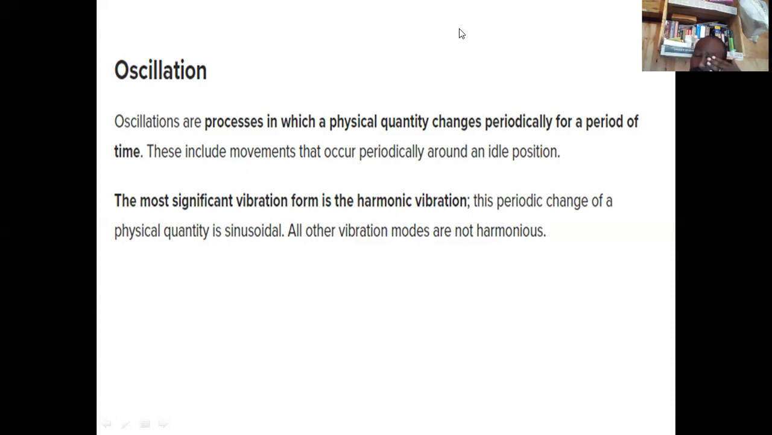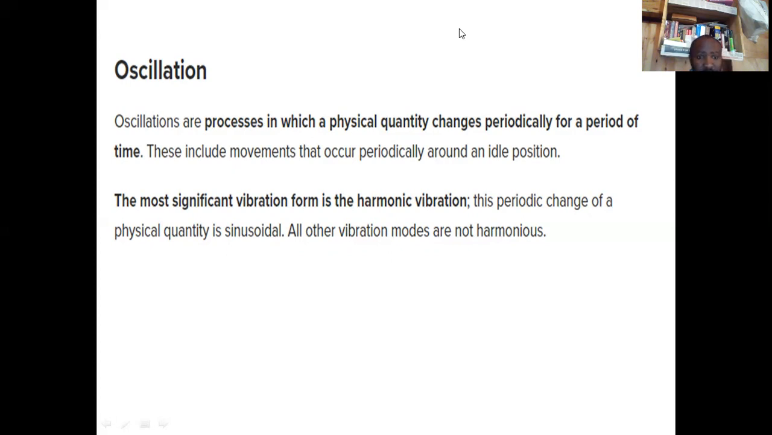For example, if you have a pendulum moving back and forth, that pendulum is oscillating. And so what quantity in the pendulum is changing? It is its position. Its position is changing periodically. It's following a periodic motion. It's a regular, repetitive motion. That is an oscillation.